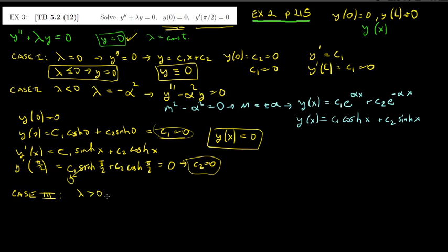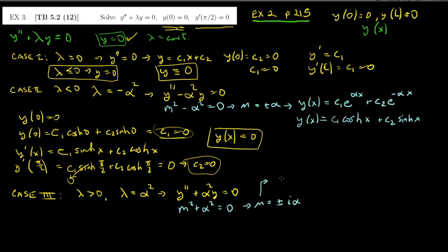I'm still going to do the same trick here. I'm going to declare lambda is the same thing as alpha squared. Since lambda is positive, we don't want the negative as we did in case 2. But that allows us to write the equation as y double prime plus alpha squared y equals 0. Now going to our auxiliary equation, we get m squared plus alpha squared equals 0. And so m is going to be plus or minus i alpha.